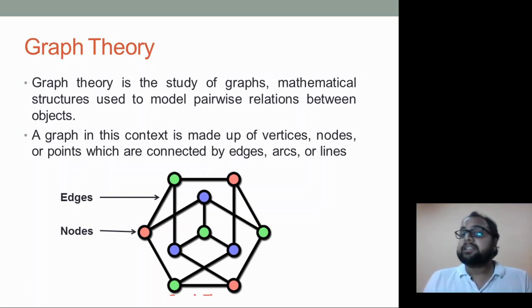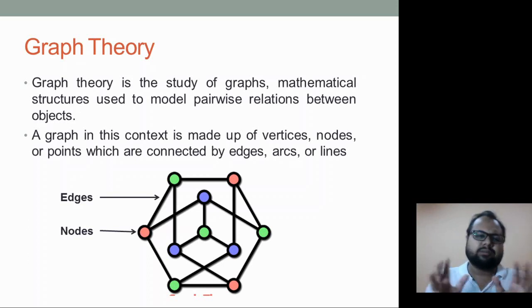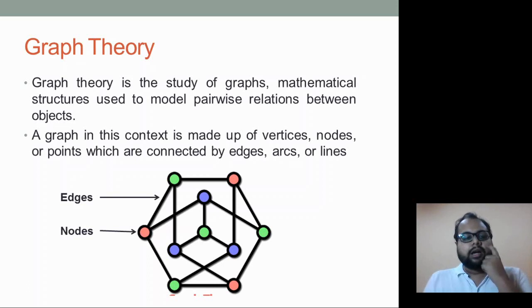Last time we saw what exactly a protein-protein interaction network is, and a small history lesson, or a story, of how graph theory came into being. Today we'll be understanding what actually graph theory is.